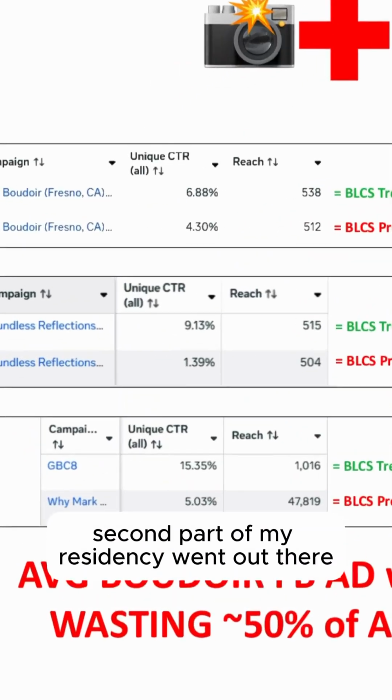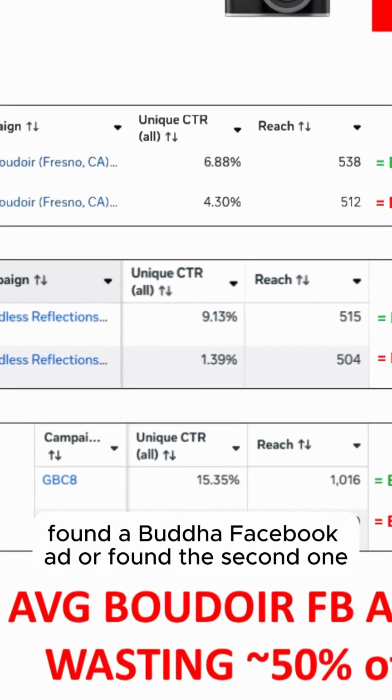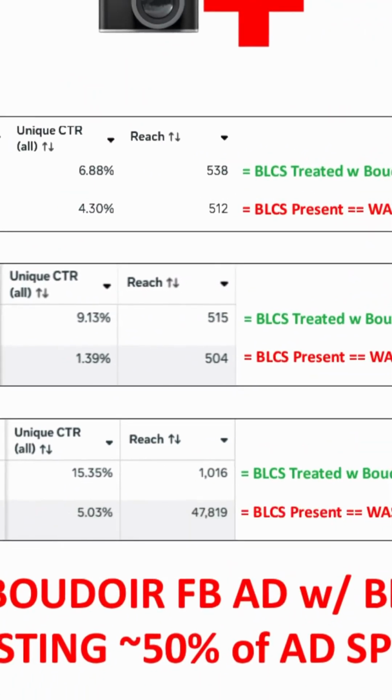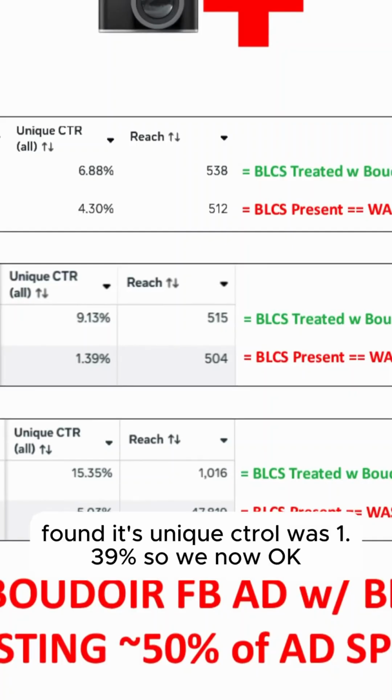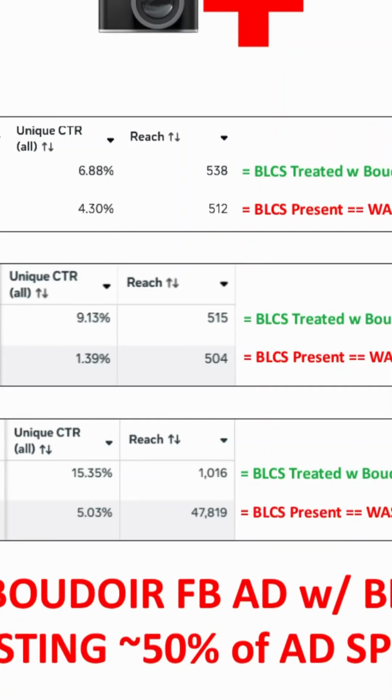Second part of my residency, I went out there and found a second Boudoir Facebook ad, brought it back to the hospital, tested it, and found its unique CTR was 1.39%. So we know, okay, BLCS is present because unique CTR is under 6%.